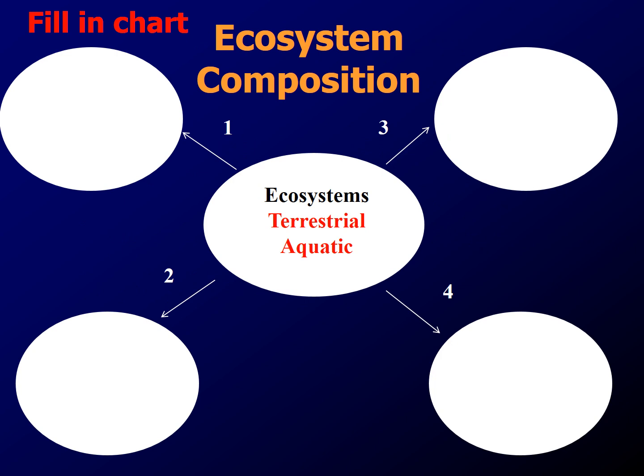As you recall from PowerPoint 1, ecosystems fall into two categories: terrestrial, those that exist on land, and aquatic, those that exist in water, be it fresh water or salt water. As we talk about the organization of the ecosystem or how an ecosystem is made up, this information applies to both terrestrial as well as aquatic ecosystems.